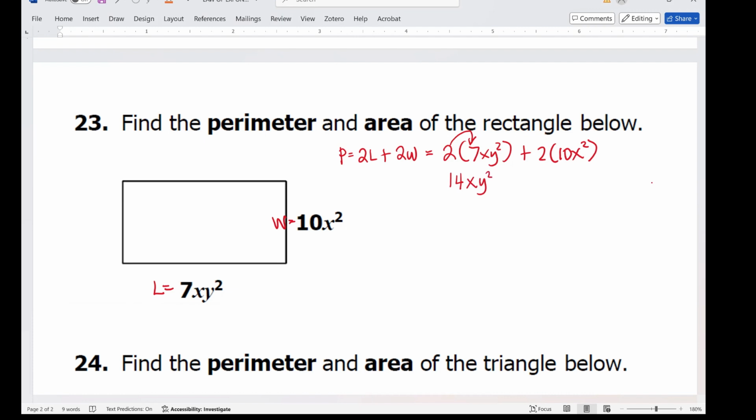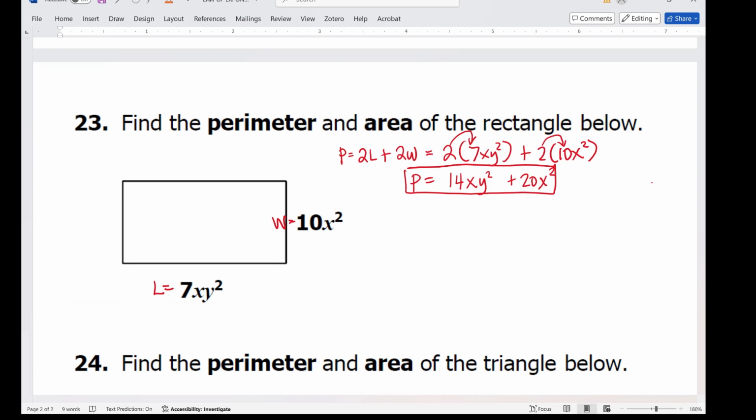Next, 2 times 10, that's going to be 20. Same thing, I'm going to copy the x squared. Now, to finalize this, I need to investigate: does my first term have the same variable as the second term? It's not, so that means this will be your final answer.